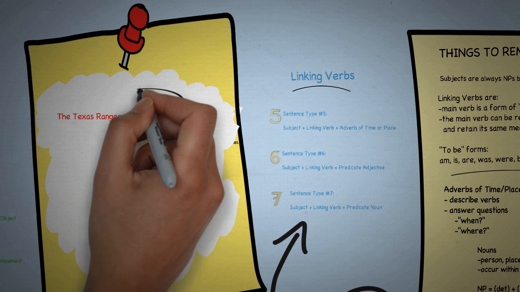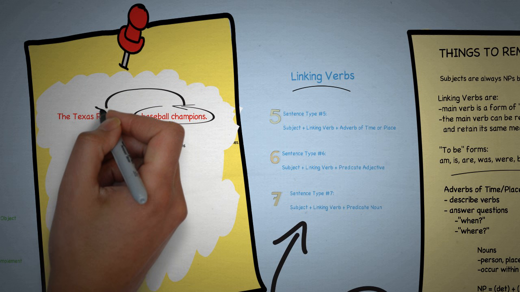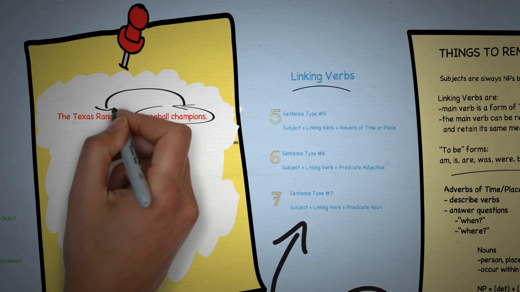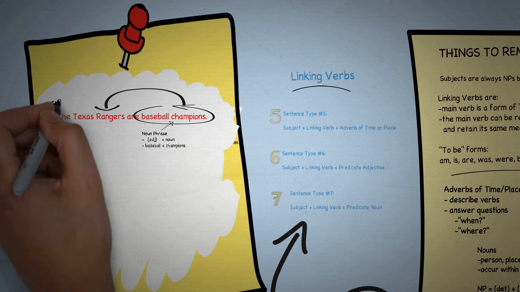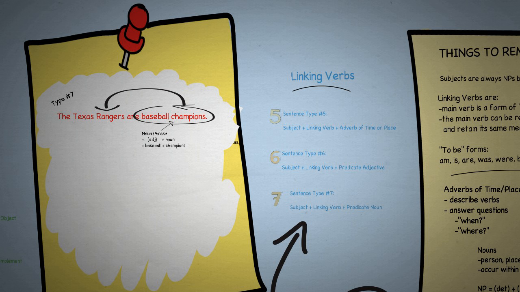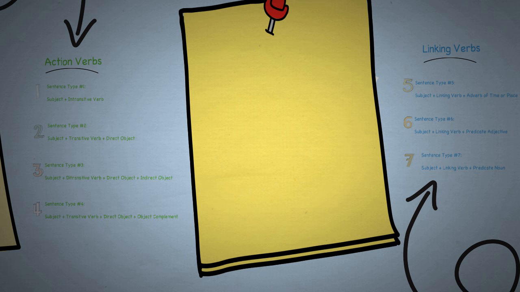When we have a noun phrase following the linking verb, we call this a predicate noun. The Texas Rangers are baseball champions is sentence type number 7, a subject followed by a linking verb followed by a predicate noun. At this point, we have reviewed all 7 sentence structures. 4 belong to action verbs, and the other 3, sentence structures 5, 6, and 7, belong to linking verbs.